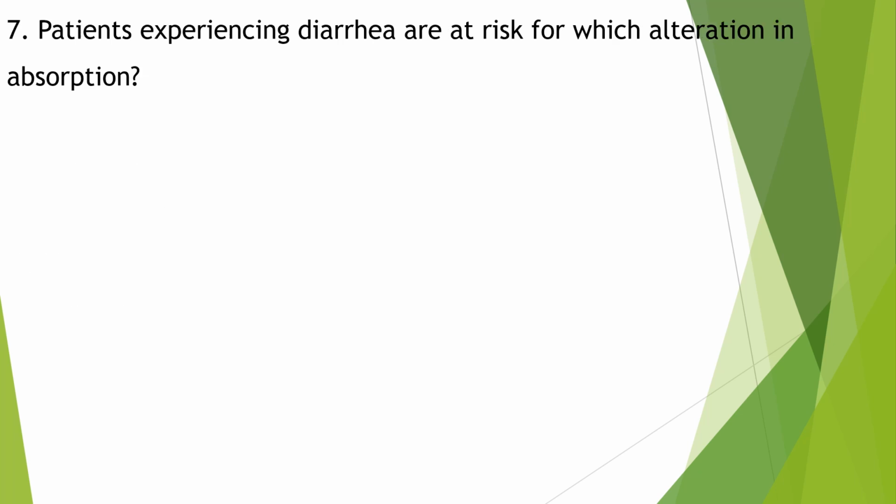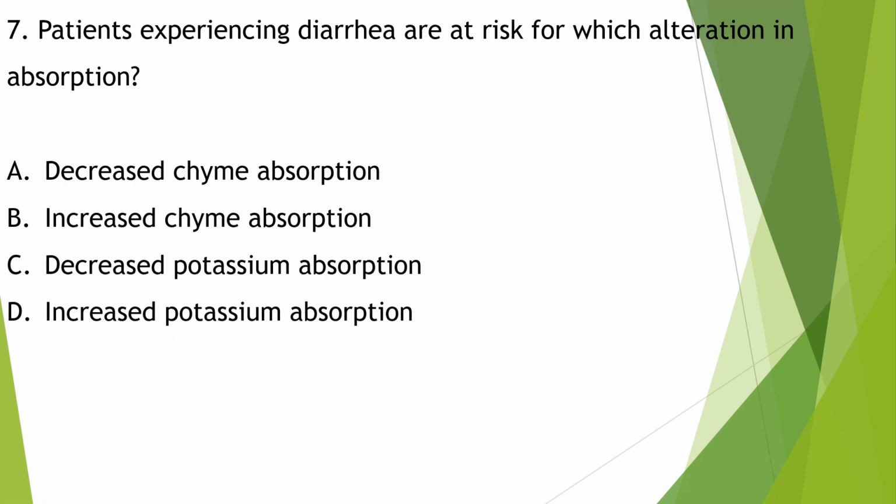Patients experiencing diarrhea are at risk for which alteration in absorption? Decreased chyme absorption, increased chyme absorption, decreased potassium absorption, increased potassium absorption. The function of the large intestine is fluid and electrolyte reabsorption and elimination. So here the patients experiencing diarrhea are at risk for decreased potassium absorption.